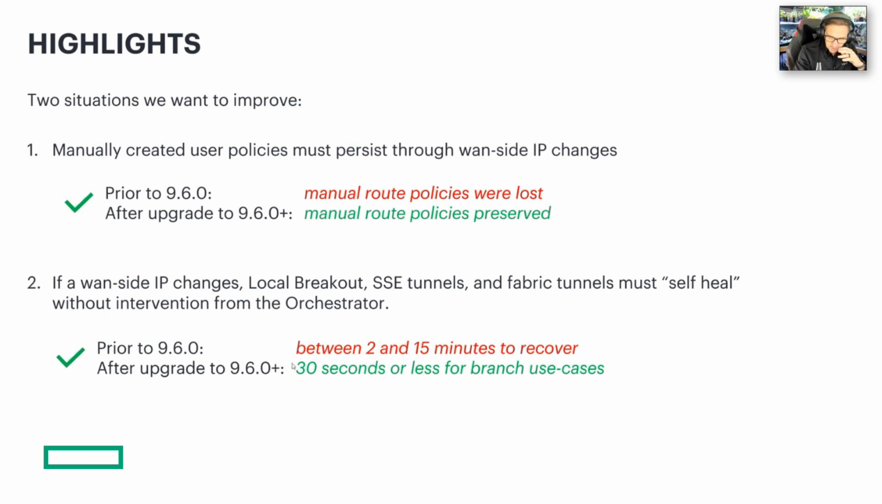So prior to 9.6, you would get convergence in the range of 2 to 15 minutes sometimes for that orchestrator to reach back in there and reconfigure local breakout, pass through tunnels, change the source IP, remake the tunnel, all that stuff. That takes a long time. After you upgrade to 9.6, it'll take about 15 seconds. Always. It'll always take 15, maybe 20 seconds at the most.